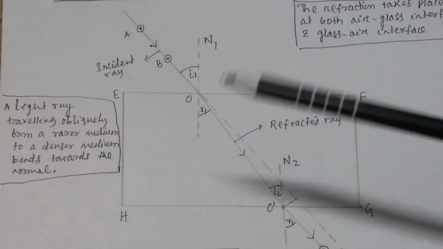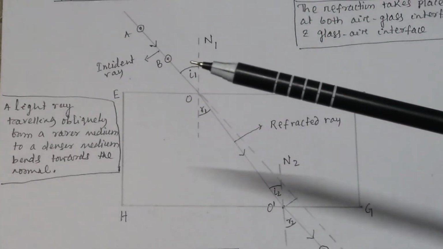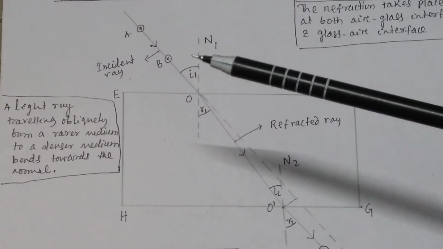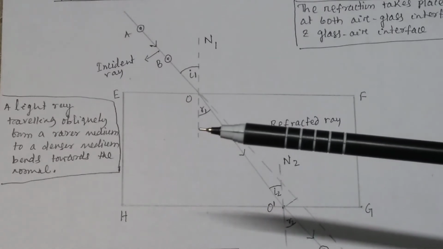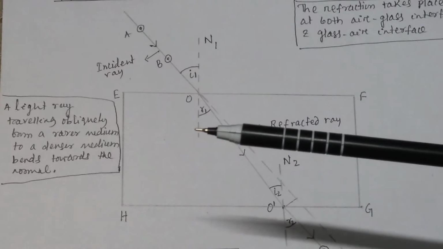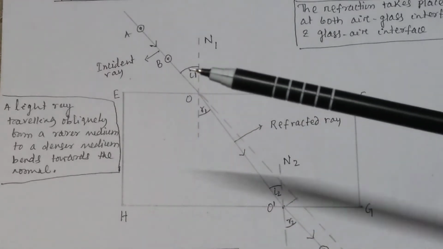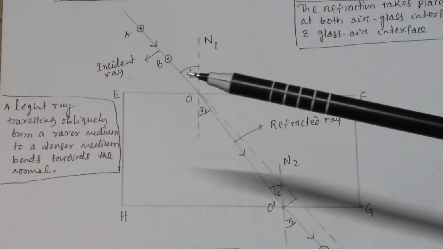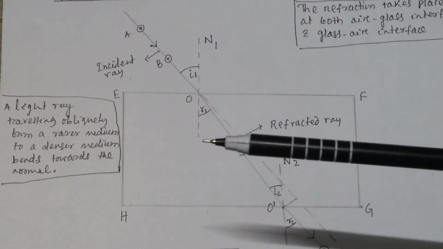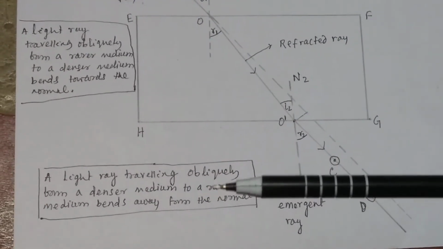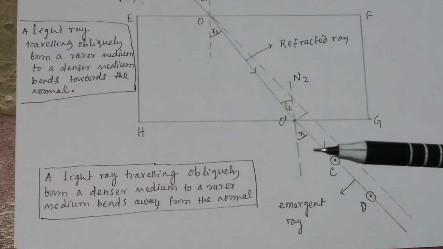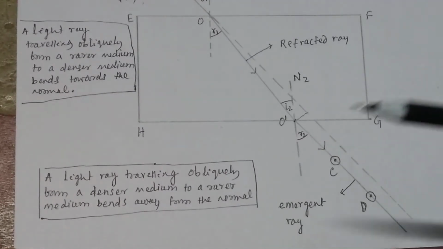A light ray traveling obliquely from a rarer medium to a denser medium bends towards the normal. This is the rarer medium, this is the denser medium. When light travels from a rarer medium to a denser medium, it bends towards the normal, and when a light ray travels from a denser medium to a rarer medium, it bends away from the normal.